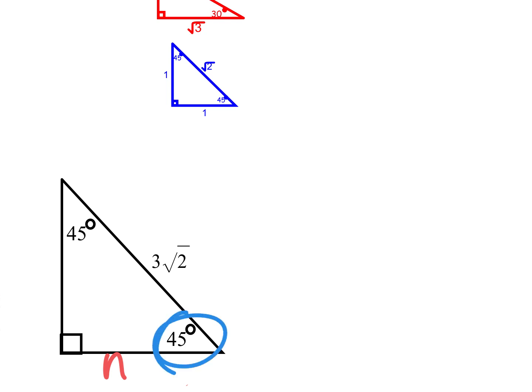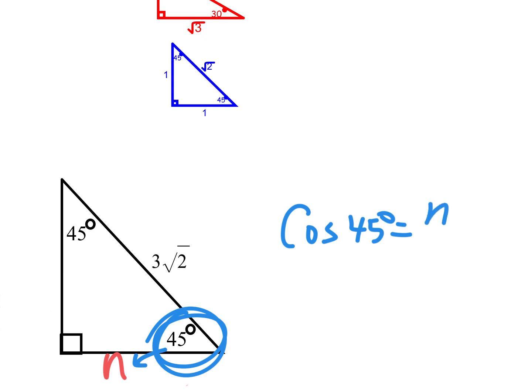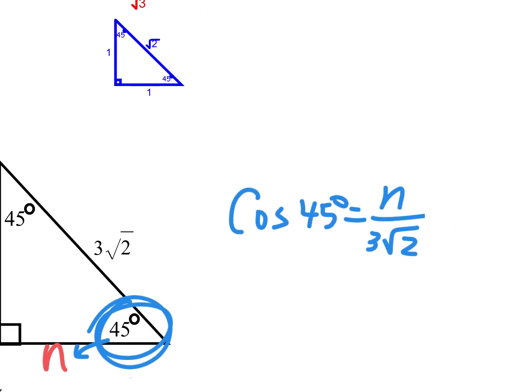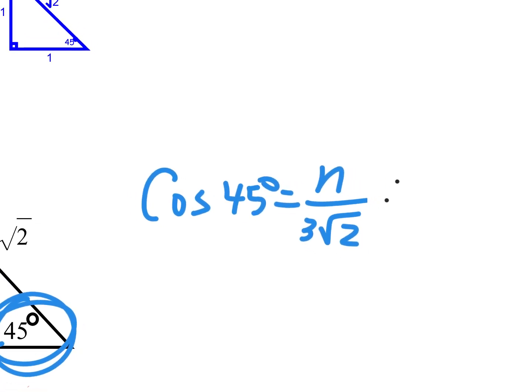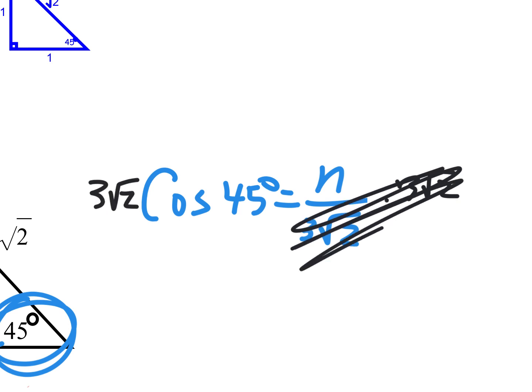I think it helps to know what you're focusing on. I'm going to focus on that angle there. I don't like the ones that are up above. I like the ones that are down below. So then is it sine? No, that would be opposite over hypotenuse. It's cosine, 45. Adjacent, which is n, over hypotenuse, which is 3 root 2. Why can't I just stop there? Because n isn't alone. So I'm going to now multiply by 3 root 2 on both sides. And now n is alone.